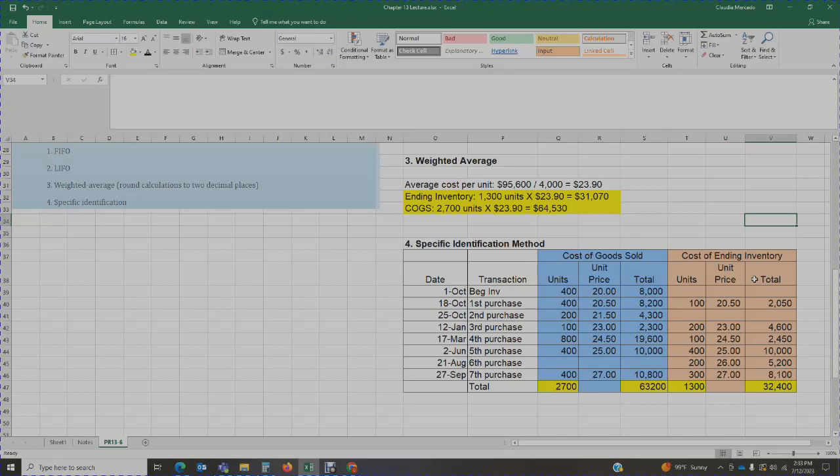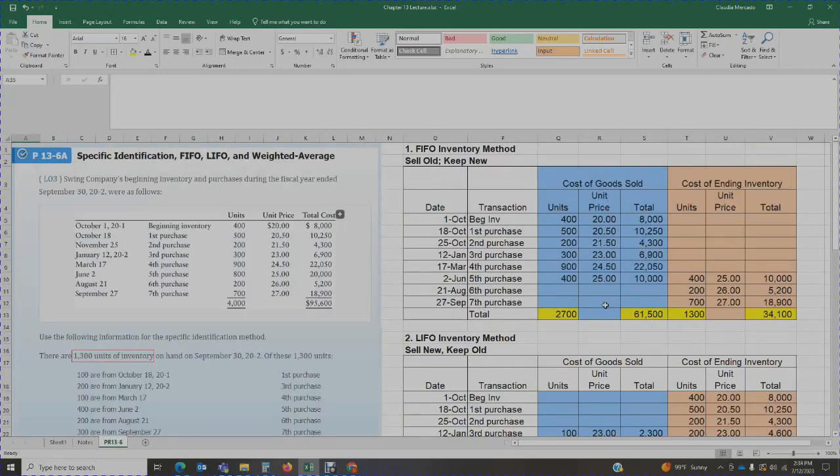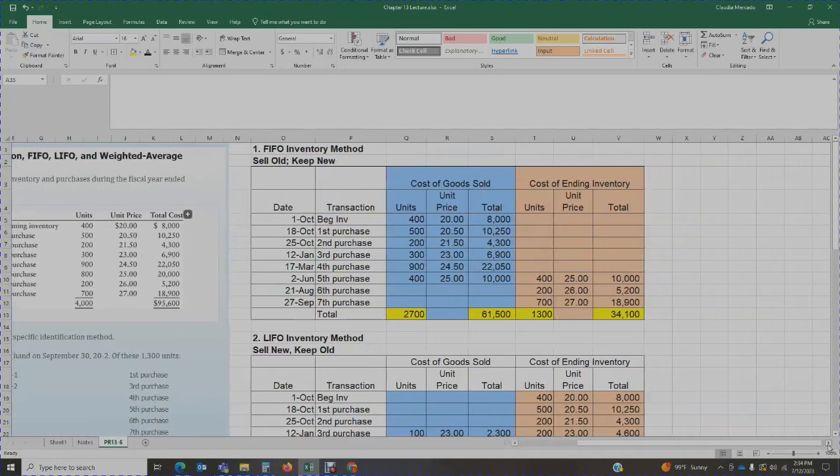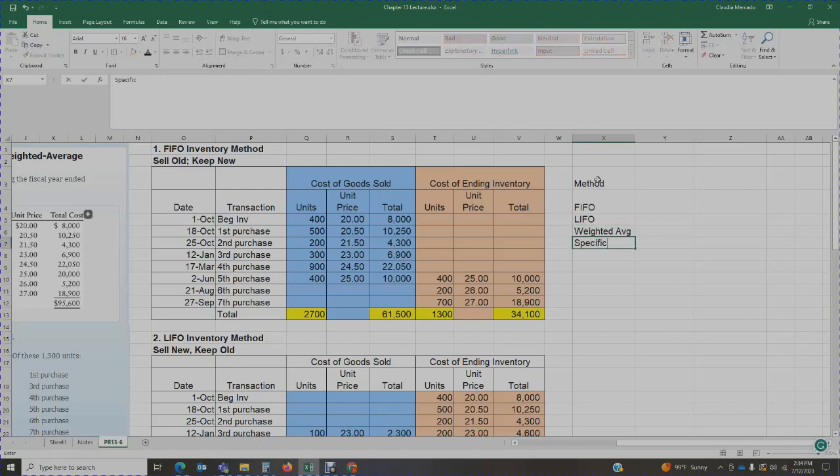And as you can see, they yield, let's do a little summary here. That way you can see it. Okay. So for FIFO, well, no, let me put it on the side right here. That way we can easily see the numbers. So we can compare the methods. We're going to have FIFO, LIFO, weighted average, and specific identification.